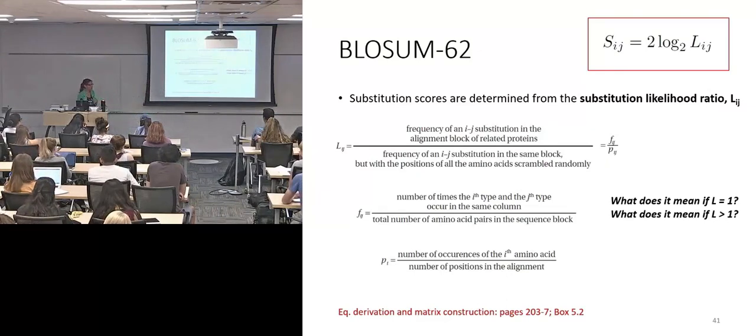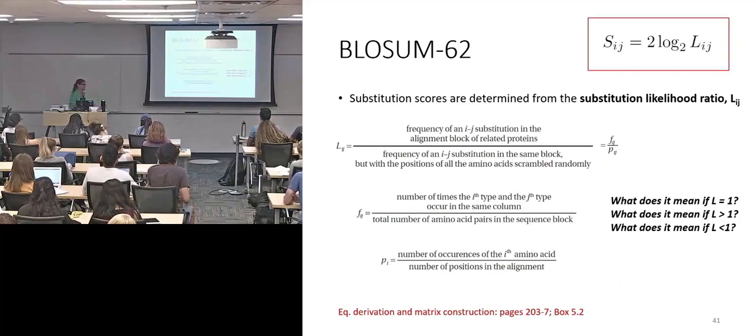If L is greater than 1, what kind of score are we going to get? We're going to have a positive score. We're going to get something more likely to happen. When we have a number less than 1, the log of a number less than 1 is a negative number. We're going to get a negative score for Sij.